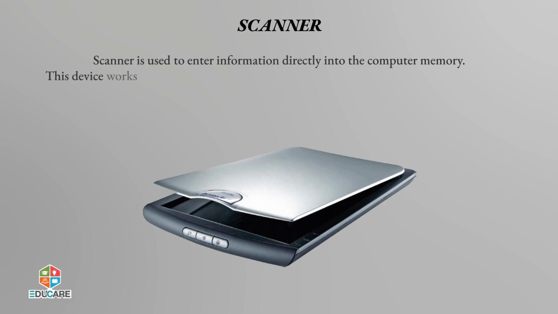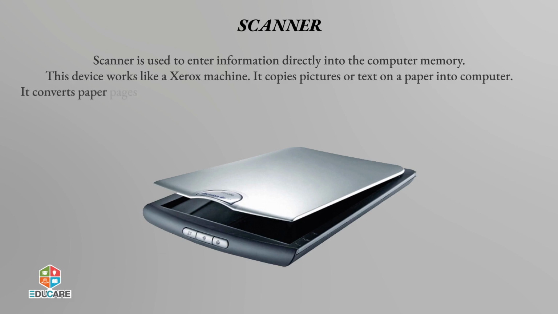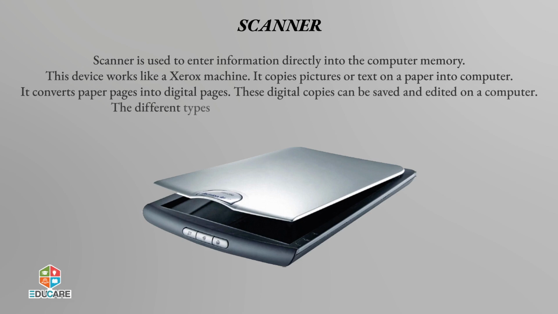This device works like a Xerox machine. It copies pictures or text on a paper into computer. It converts paper pages into digital pages. These digital copies can be saved and edited on a computer. The different types of scanners are flatbed and handheld scanner.